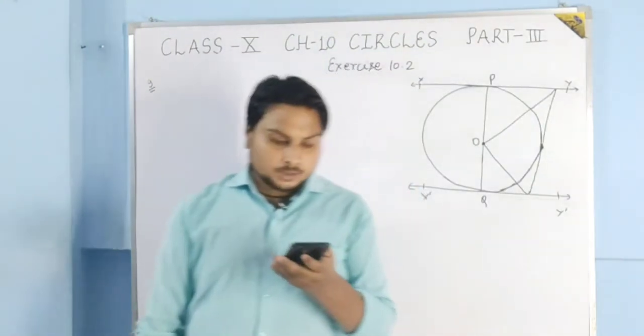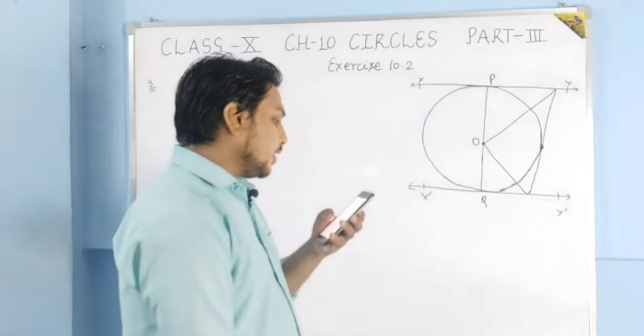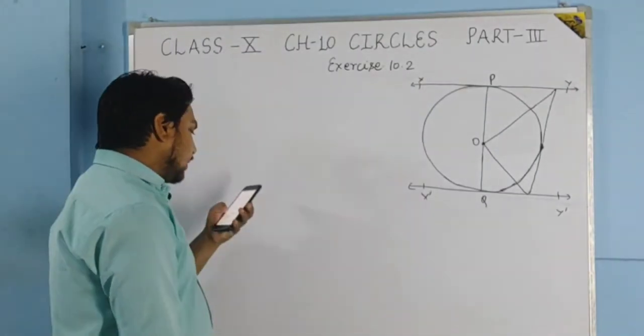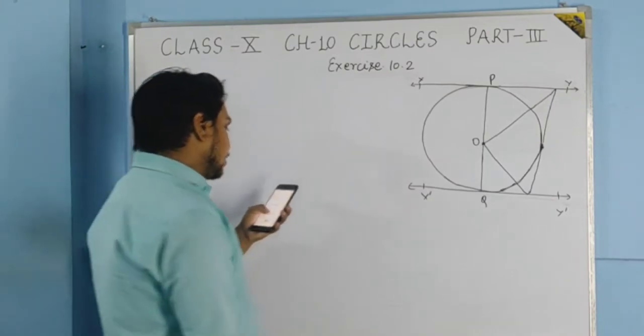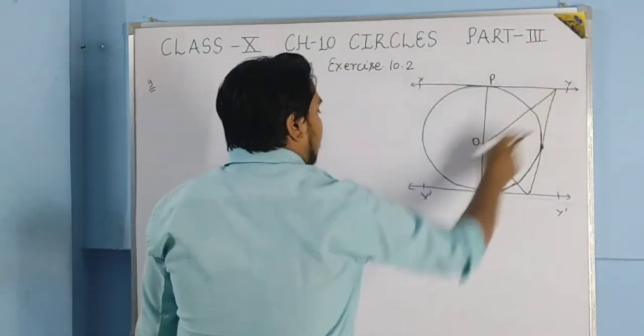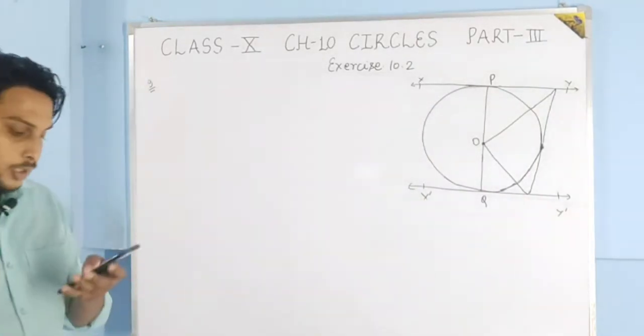Coming to question number 9, students. Question number 9 is: in the given figure, XY and X'Y' are two parallel tangents to a circle with center O. Okay, this is the circle. XY and X'Y' are two lines which are parallel to each other.